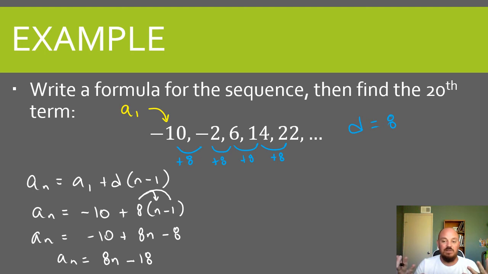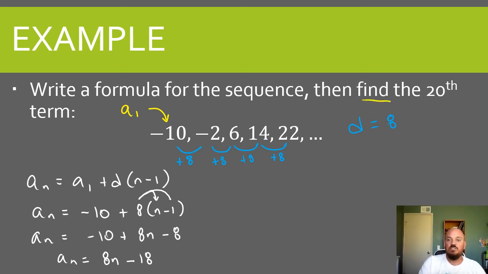Now if you think about it, remember how I said how similar this is to a linear function? That's basically like slope-intercept form, like y equals mx plus b, except instead of y it's an, and instead of x it's n. And that's why this is so similar to a linear function. Okay, now let's do the second part of this question.